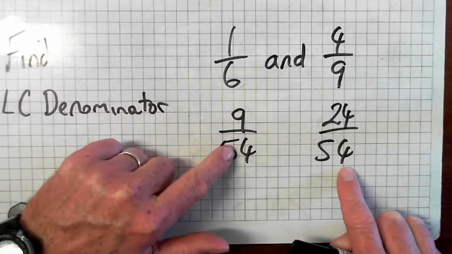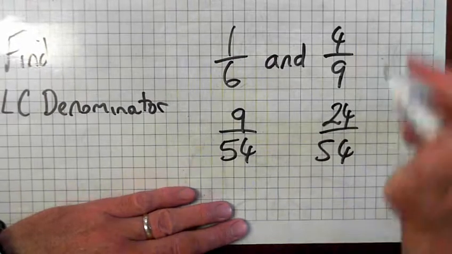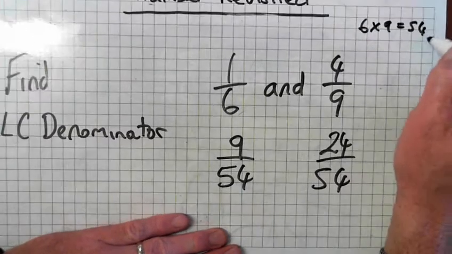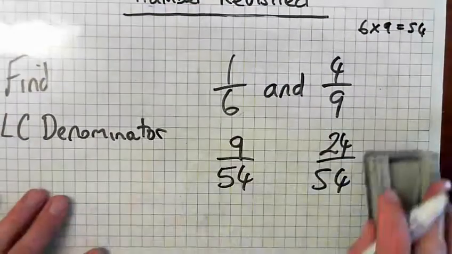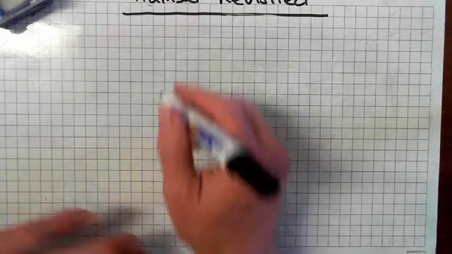1/6 is equal to 9 54ths. 4 times 9 is 24 over 54. 6 times 9 is 54. Right, multiplication.